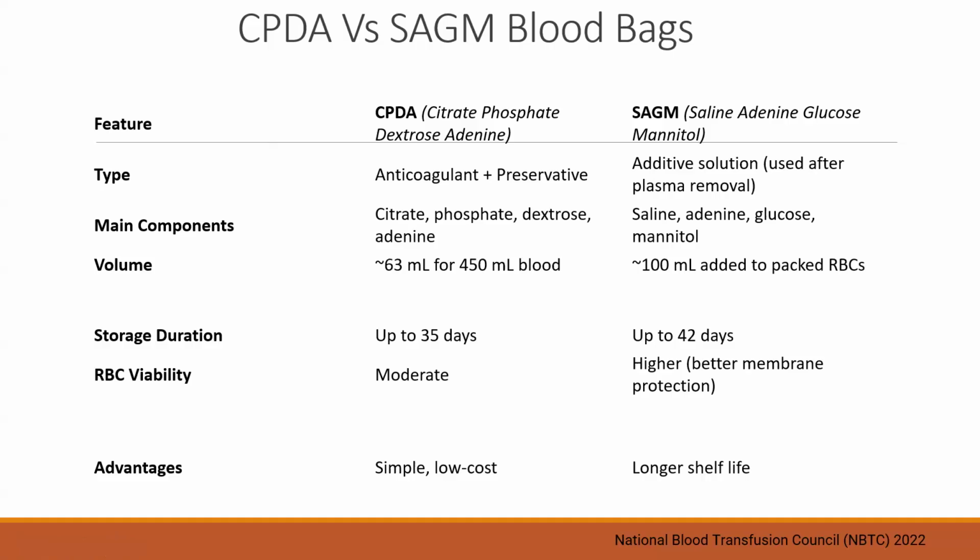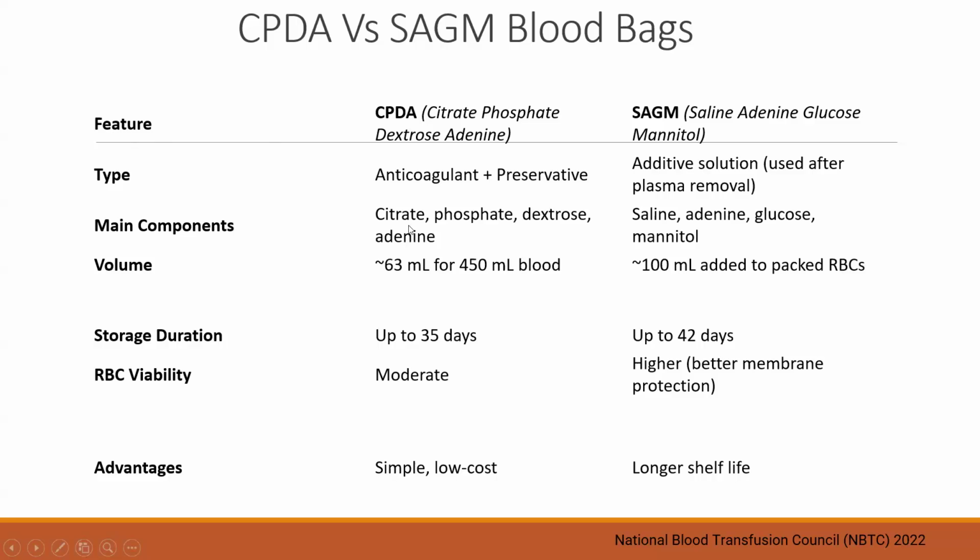Blood bags are made of polyvinyl chloride that contain diethyl hexyl phthalate. In that, preservative solutions are used, that is CPDA and SAGM. CPDA is anticoagulant and preservative, and SAGM is an additive solution which adds shelf life up to 42 days compared to CPDA, which is 35 days.